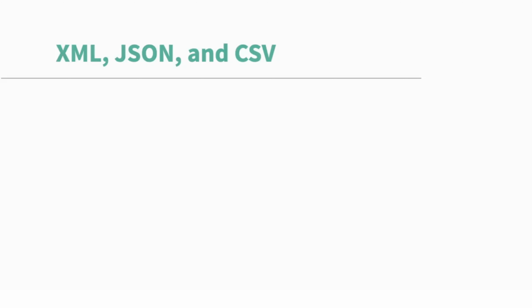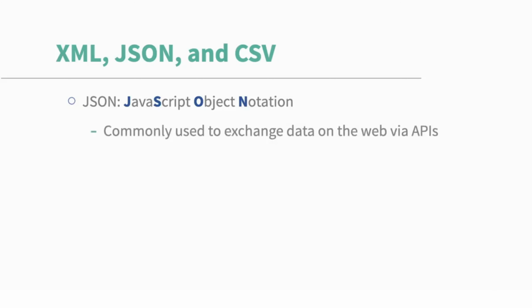JSON stands for JavaScript Object Notation. It's very commonly used to exchange data on the web, particularly when you're using APIs, or application programming interfaces, from another service on the web.